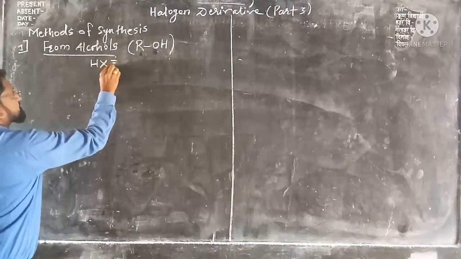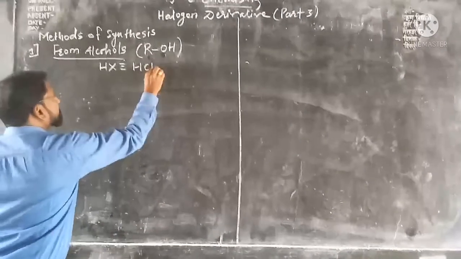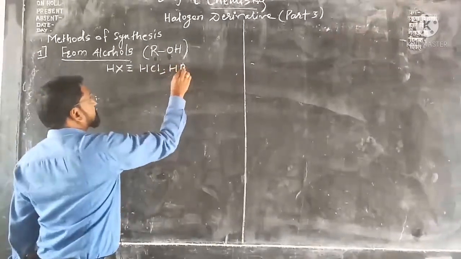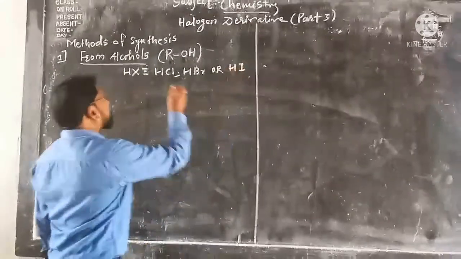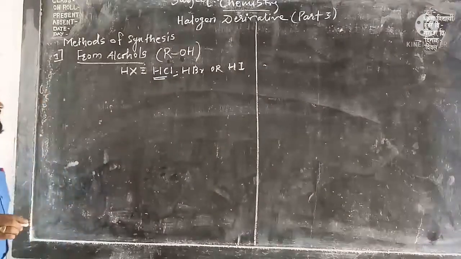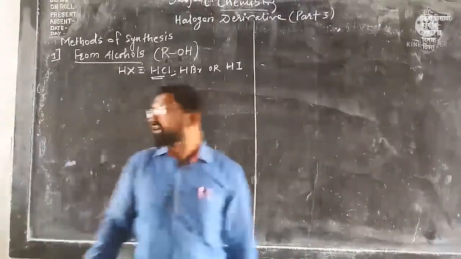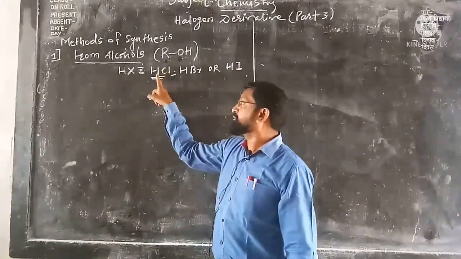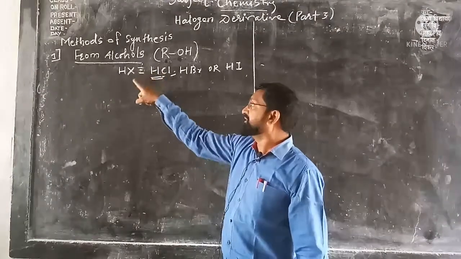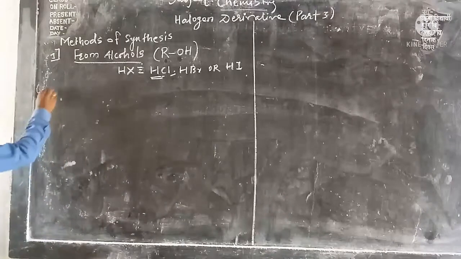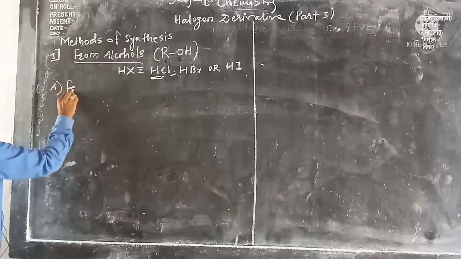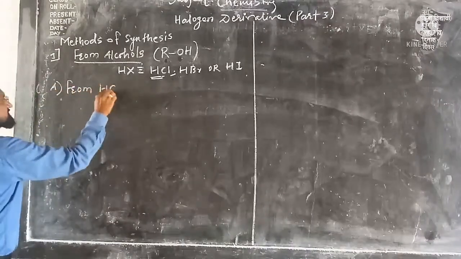Now, alcohol will give you alkyl halide when it reacts with halogen acids, that is HX, where HX is equal to HCl, HBr, or HI. Initially we will start with HCl. So how does ROH, that is alcohol, produce alkyl halide from HCl? Of course, when we use HCl, we will get the alkyl chloride. So let us see one by one, starting from HCl.